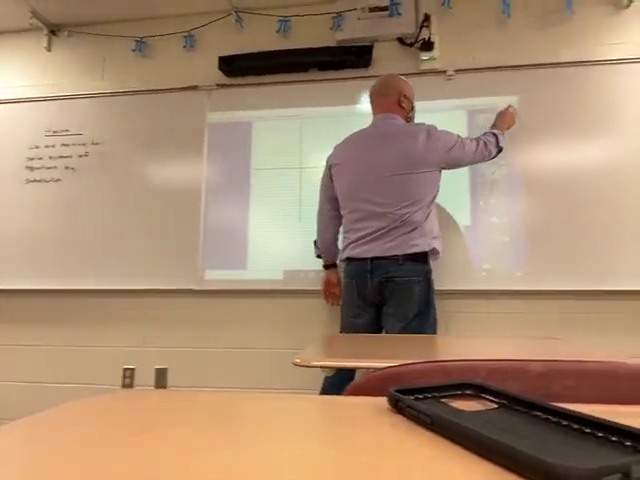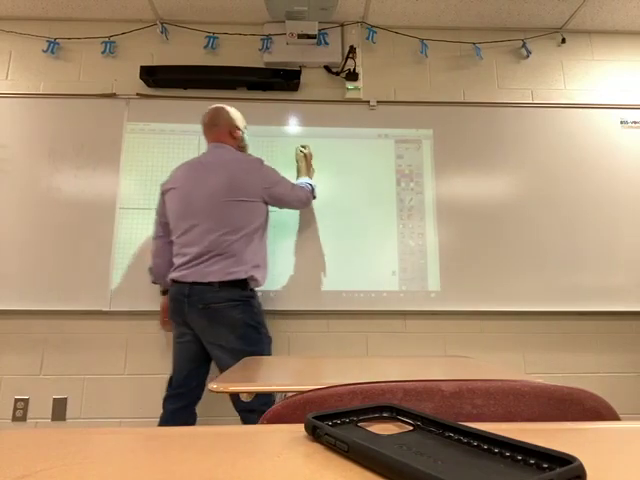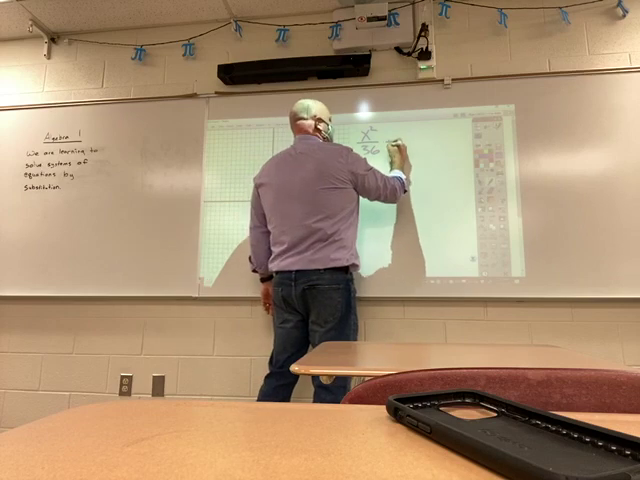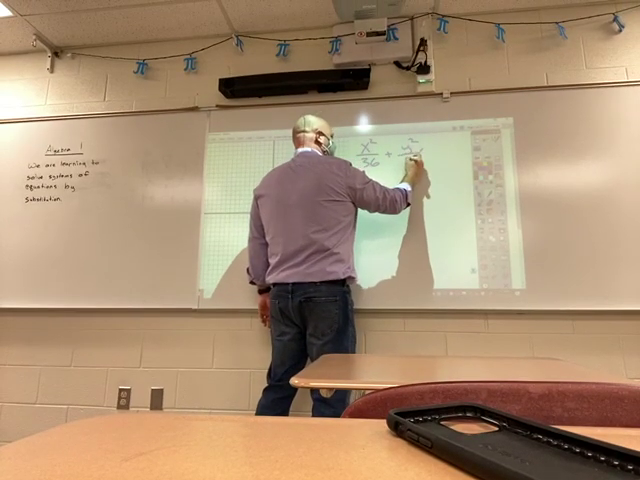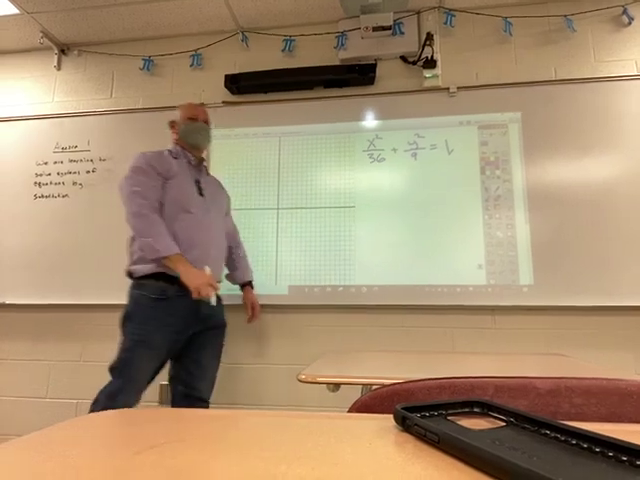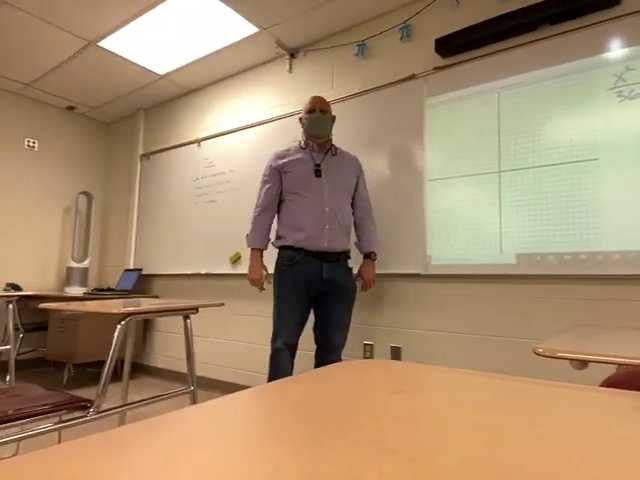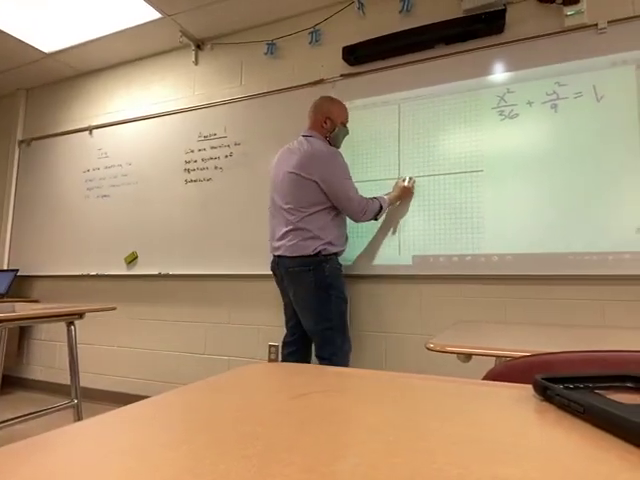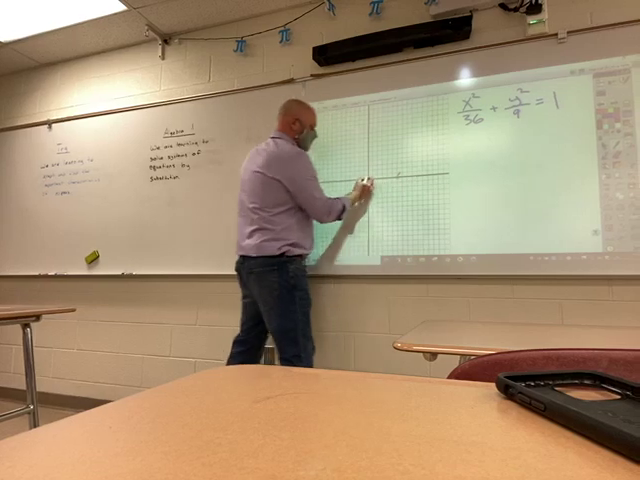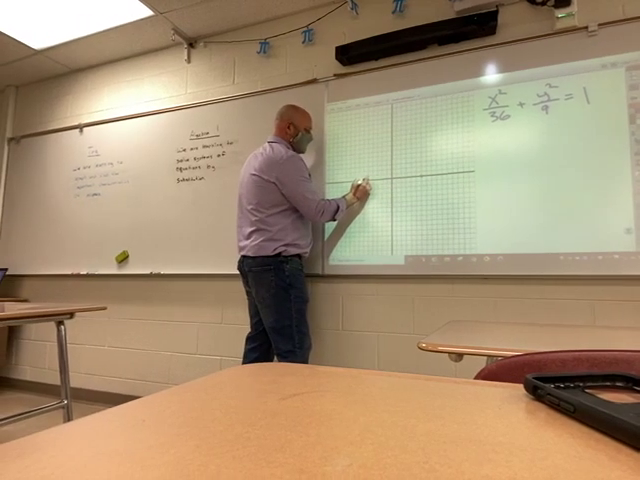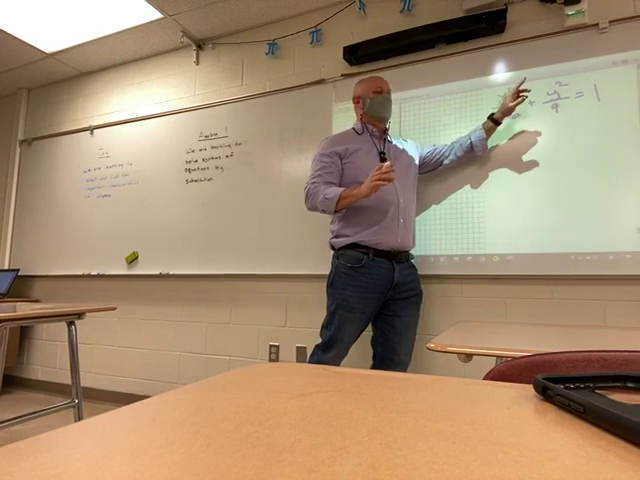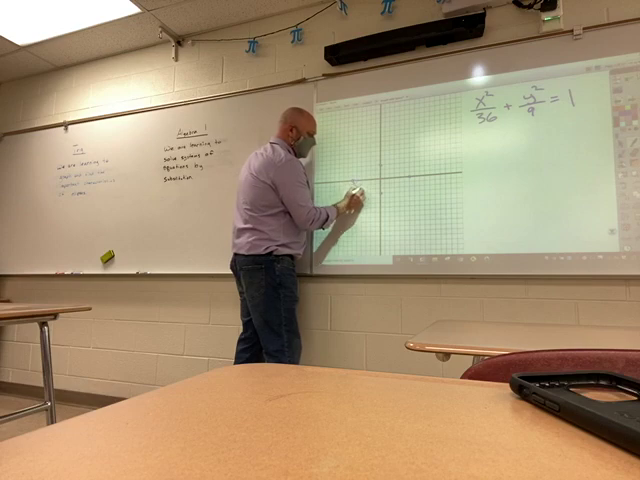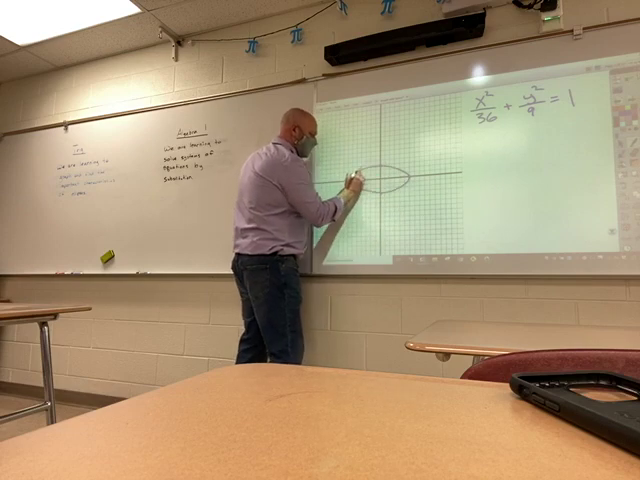So let's say we have something like x squared over 36 plus y squared over 9 equals 1. How far right and left are we going to go? 6. 1, 2, 3, 4, 5, 6 on each side. Easy enough. How far up and down? 3. So 1, 2, 3 each way. And we can draw our ellipse.